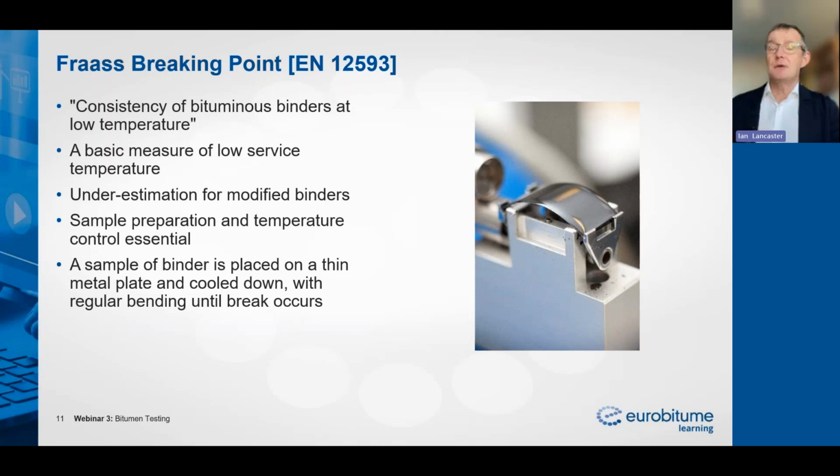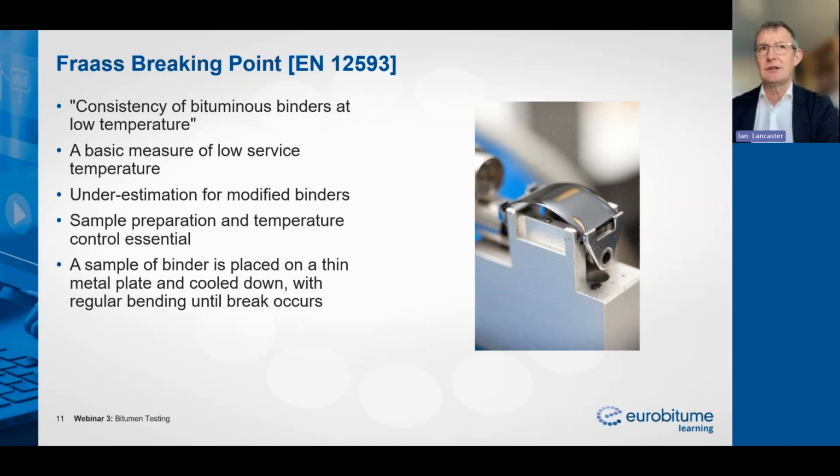And in much the same way as the softening point test, the Fraass breaking point test gives us a basic measure of low surface temperature. So we get upper surface temperature from softening point ring and ball. We can get low surface temperature from the Fraass breaking point test. There are some issues with it. I will be honest with you, there are some issues with the Fraass breaking point test.